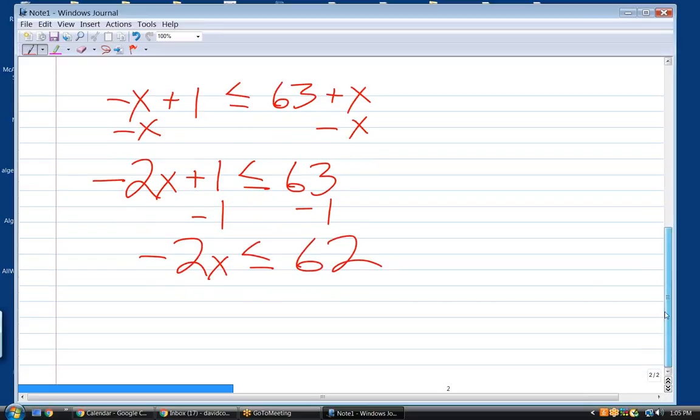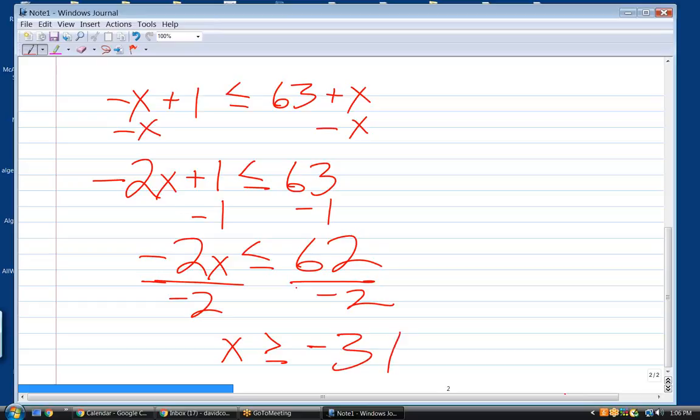And the final line? Divided by 2, which is divided by negative 2? Yeah. What do we have to do every time we divide or multiply by a negative number? We turn the sign. So it becomes greater than or equal instead of less than or equal. Yeah. What goes on the other side? Minus 31. Good. Okay.